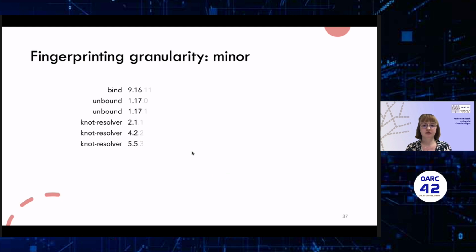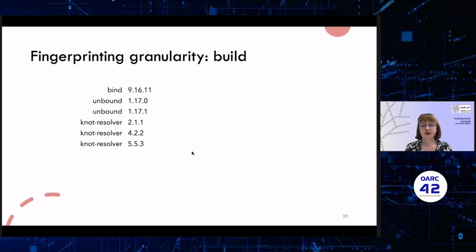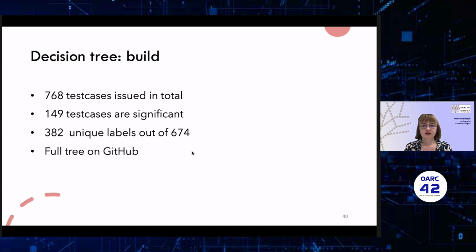So here, once again, we go even more granular. That will cost us even more queries. So this time we're at 117 test cases to be issued. Finally, the fourth model that we built was used to fingerprint software up to its build or patch versions. But this requires us to send 149 different requests. And once again, not all the software is uniquely distinguishable. So the conclusion here is really that the more specific we want to go, the more we need to pay in terms of the number of queries.